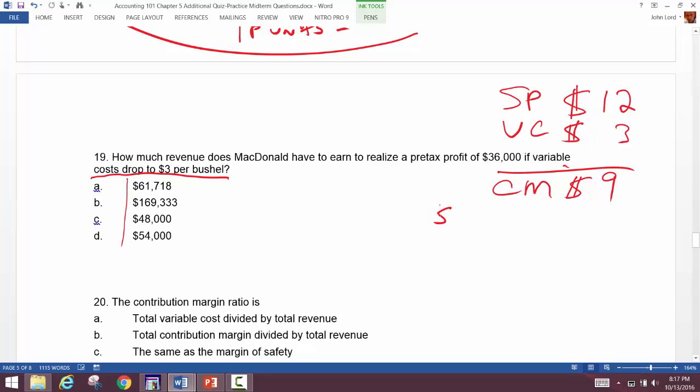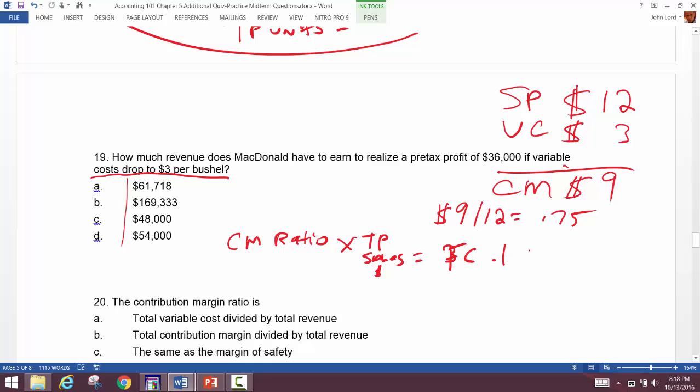9 contribution margin divided by the sales price of $12, right? What did I get, 0.75? So now I have my contribution margin ratio, don't I? So I take my contribution margin ratio times my what? Target profit sales dollars, which is what this question is asking me for, got to equal my fixed cost plus my what? Target profit.